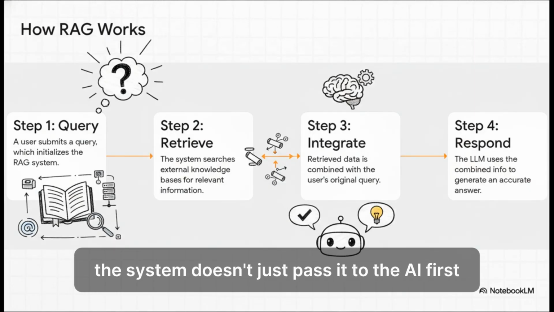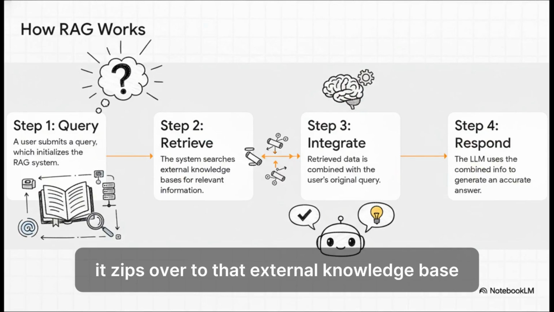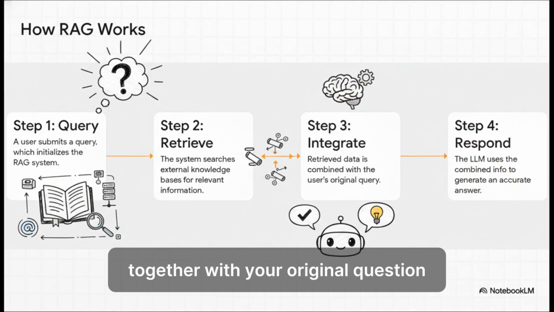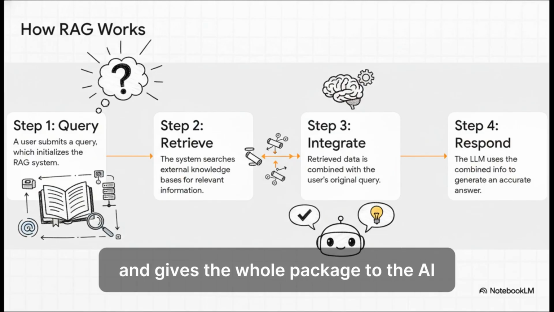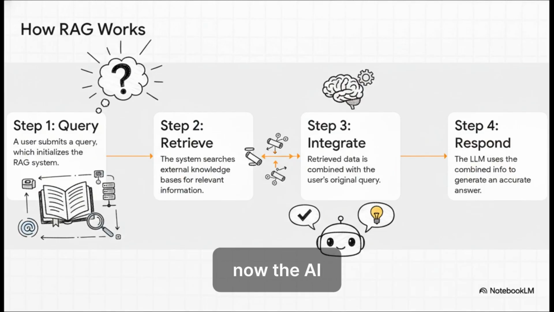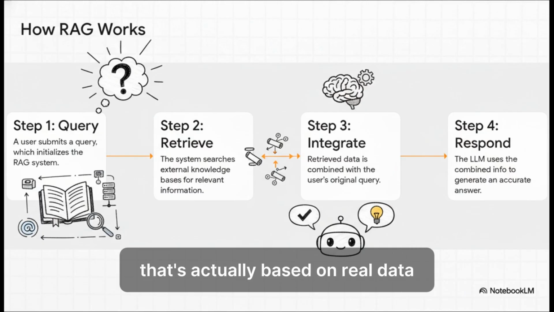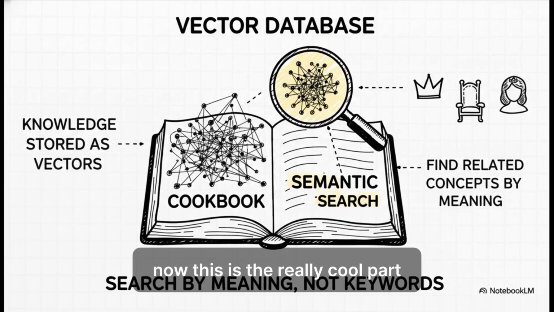When you ask a question, the system doesn't just pass it to the AI. First, it zips over to that external knowledge base and pulls all the relevant facts. Then, it bundles those facts together with your original question and gives the whole package to the AI. Now the AI has all the specific context it needs to give you an answer that's actually based on real data.